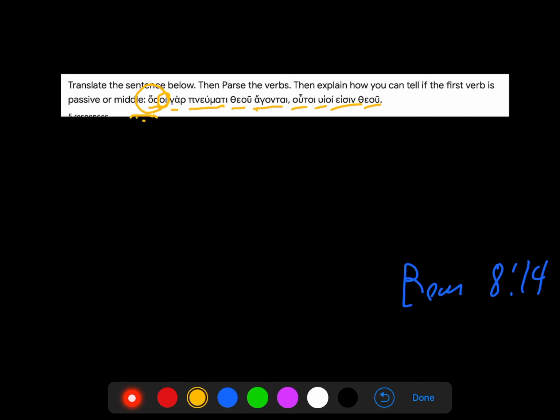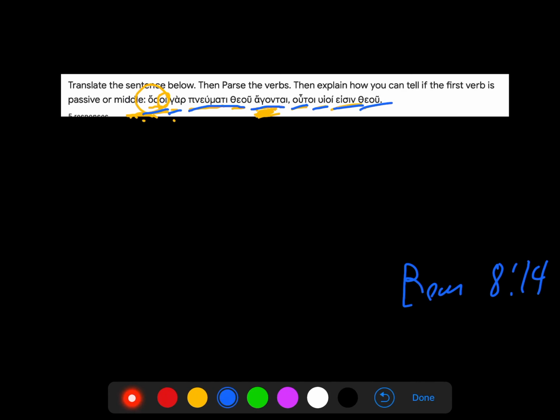as the subject, that's not I or you, we need a verb that's going to be third person plural, and that's exactly what we have in agontai. So for "as many as are led by the Spirit of God, these are sons of God."